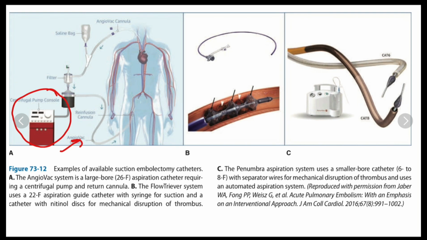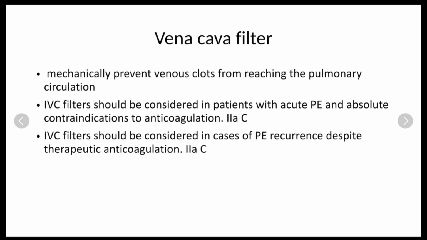Then this is the FlowRetriever system. It uses a 22 French aspiration guide catheter with a syringe for suction and a catheter with nitinol discs for mechanical disruption of the thrombus. These are discs used to mechanically disrupt the thrombus. Then this is the Indigo aspiration system. It uses a small bore catheter, 6 to 8 French, with separator wires. They are telling it mechanically disrupts the thrombus and uses an automated aspiration system.